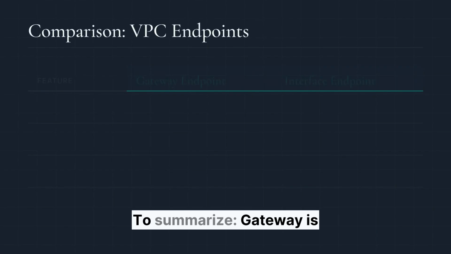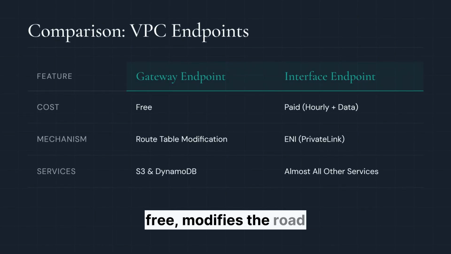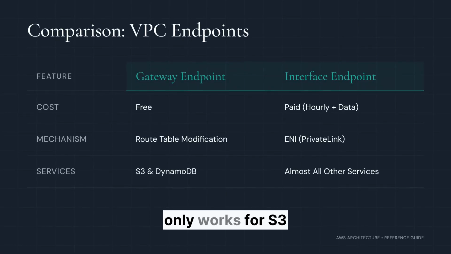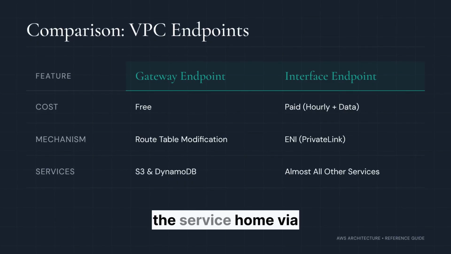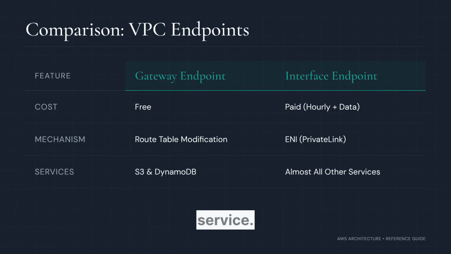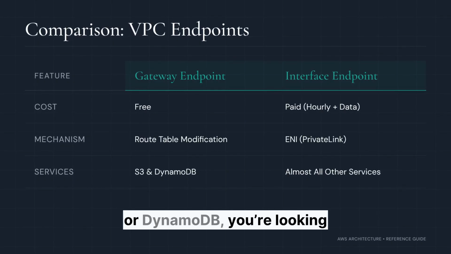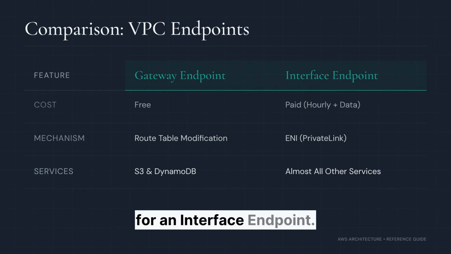To summarize, gateway is free, modifies the road via route tables, and only works for S3 and DynamoDB. Interface is paid, brings the service home via an ENI, and supports almost every other AWS service. If it's not S3 or DynamoDB, you're looking for an interface endpoint.